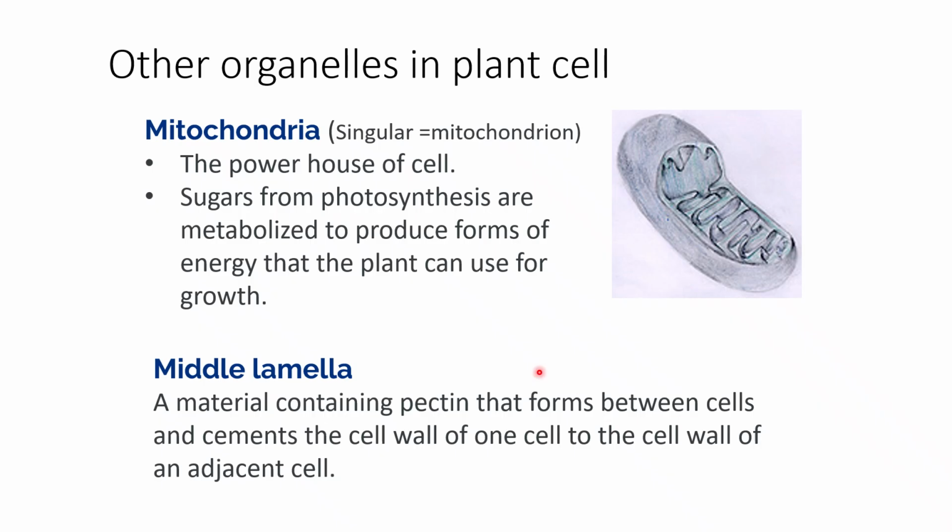Apart from the unique chloroplast or other plastids, central vacuole and the cell wall, we have some commonly found organelles like mitochondria, which is the powerhouse of the cell. All the ATP related activities, pathways, they occur inside the mitochondria. It is responsible for the formation of ATP. Sugars from photosynthesis are metabolized to produce energy.